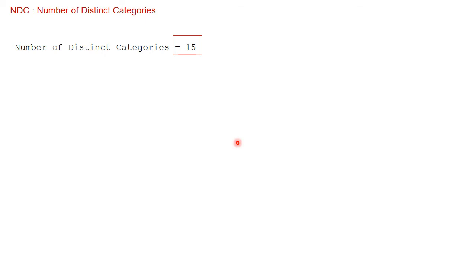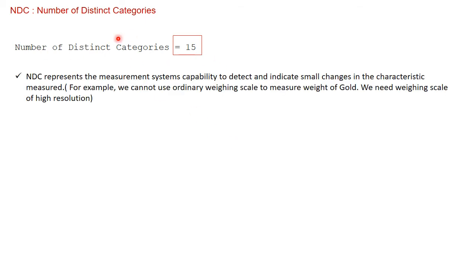Number of distinct categories, in our case, it is 15. Now let us look into the definition of NDC, or number of distinct categories. NDC represents measurement system capability to detect and indicate small changes in the characteristics measured.